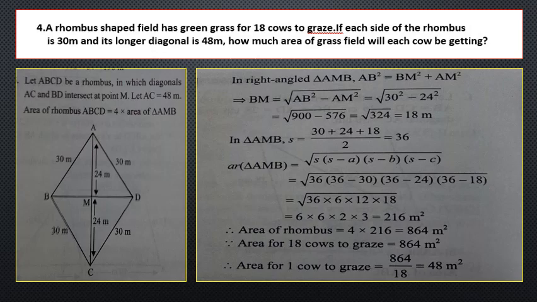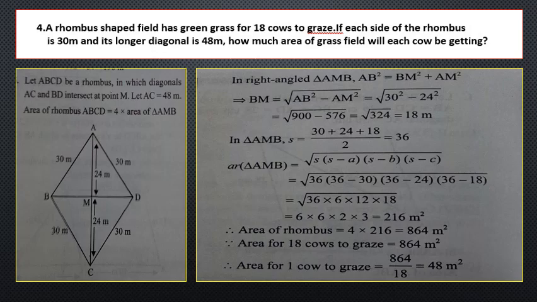Now the area of the rhombus ABCD is equal to 4 into the area of triangle AMB. That means the diagonals of a rhombus divide the rhombus into 4 equal right angle triangles. So the total area of the rhombus ABCD is equal to 4 times the area of any one of the triangles, that is 4 into area of AMB. AMB is a right angle triangle. Now in right angle triangle AMB, AB square is equal to BM square plus AM square.